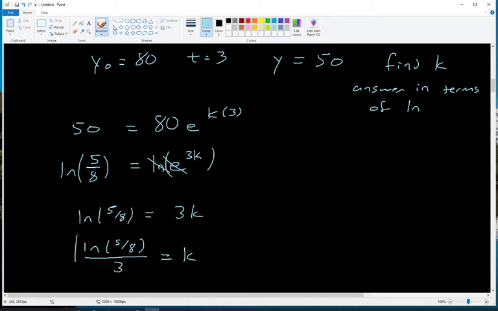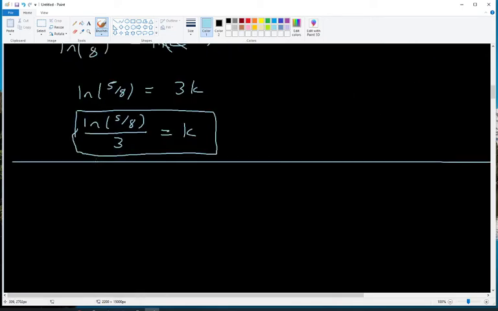This is k in terms of natural log, so the problem said, hey, leave it in terms of natural log. So that's all you guys do. That's it. If it said it wanted it as a decimal, then we type it into a calculator. Okay, so that one's not too bad. Let's look at the next.